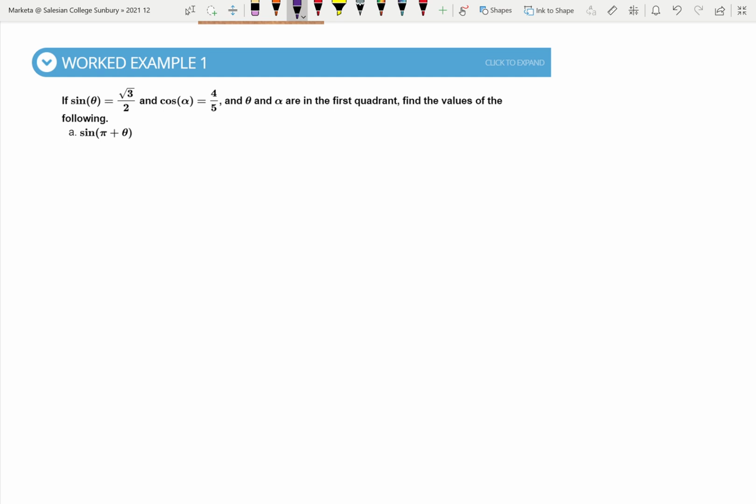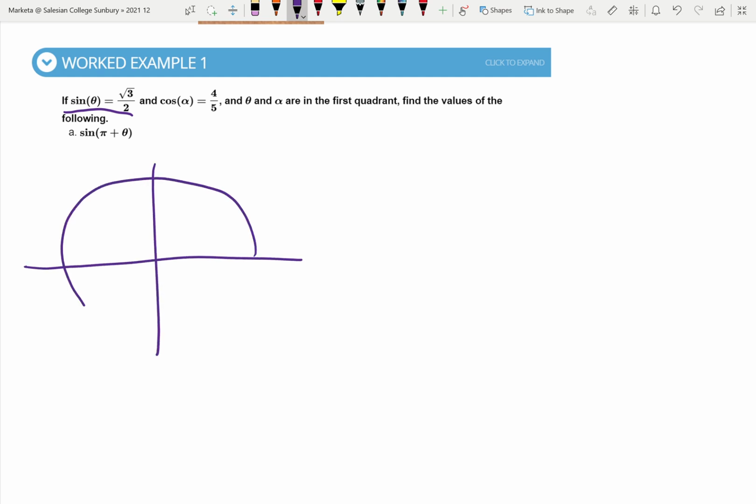One is where we've got sine theta and one is where we've got cos of alpha. What we need to really understand is that these are two separate triangles. So I'm just going to draw two pictures to represent what is shown here. Sine theta is root 3 on 2. So that means we've got a unit circle. It means we've got a triangle and it's in the first quadrant because that's what they're telling us.